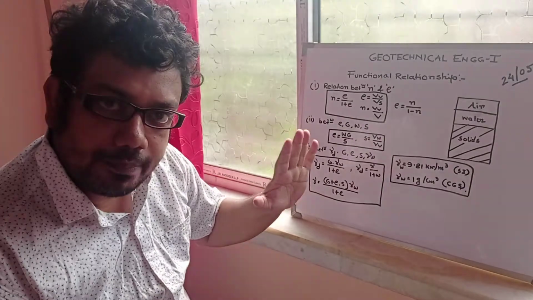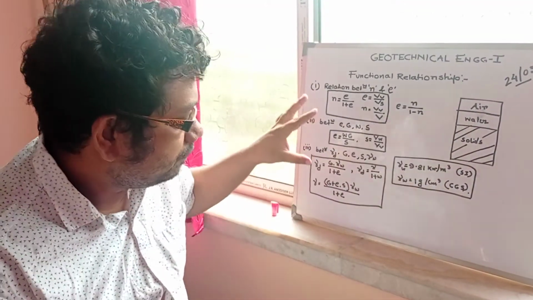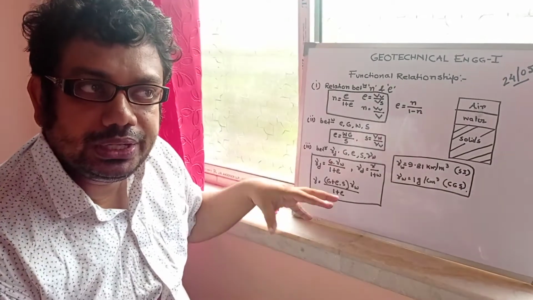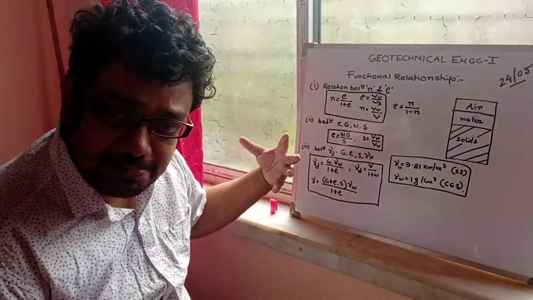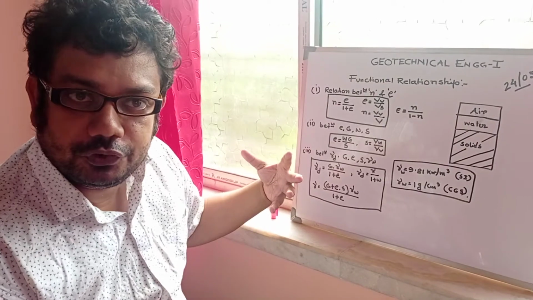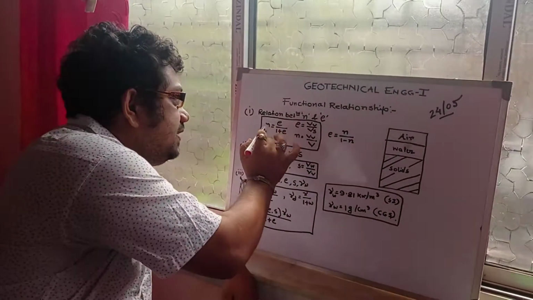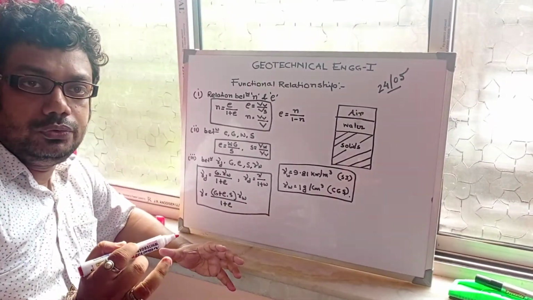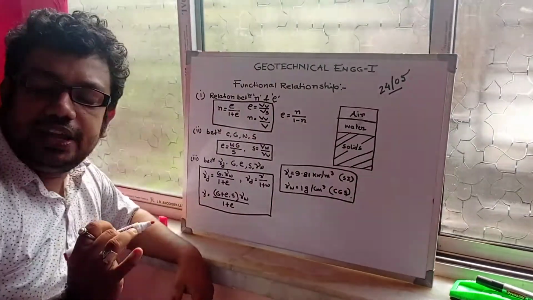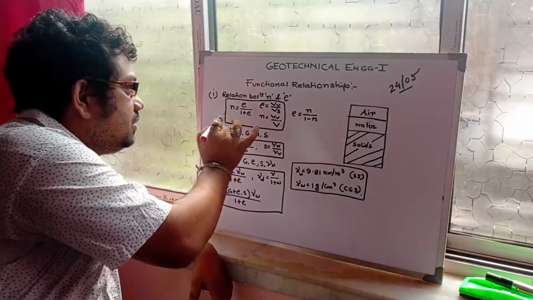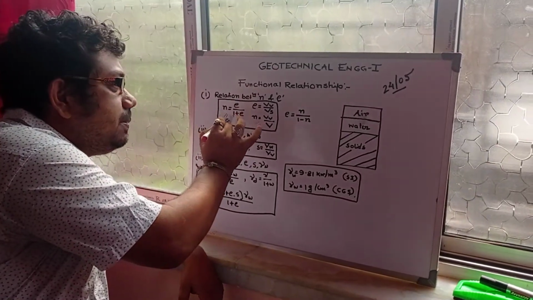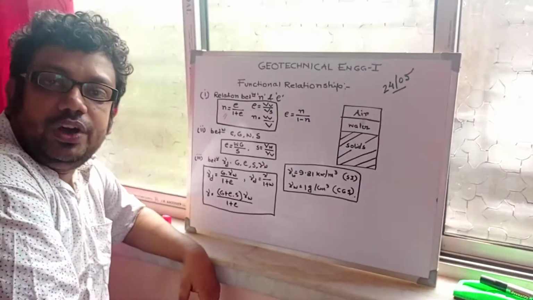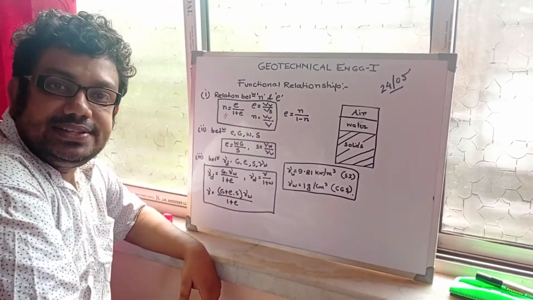There are n number of formulas from these chapters, but we have selected a few important ones and we will try to explain them. That will be helpful. Let's start. If there is a combination of porosity and void ratio, then the relationship comes as n equals e divided by 1 plus e. And what is e? e is the void ratio.